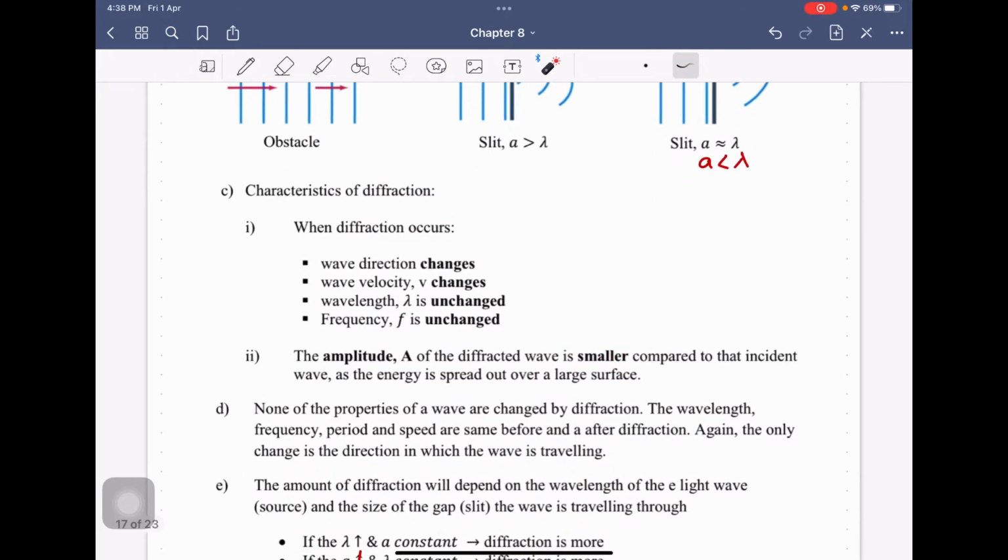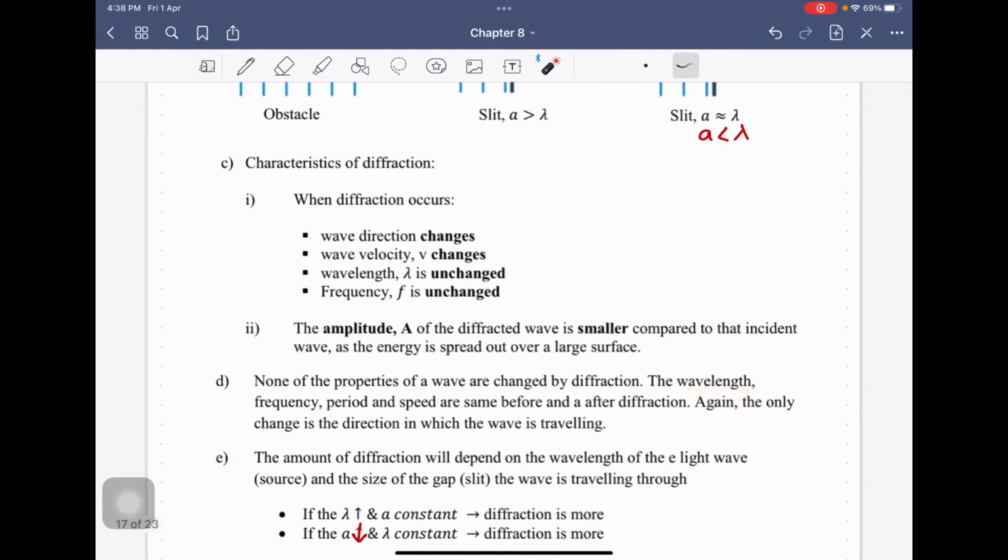Okay, none of the properties of wave are changed by diffraction. The wavelength, kita ulang balik yang tadi, lambda, frequency, period, speed are same before and after diffraction. Again, the only change is the direction in which the wave is travelling.